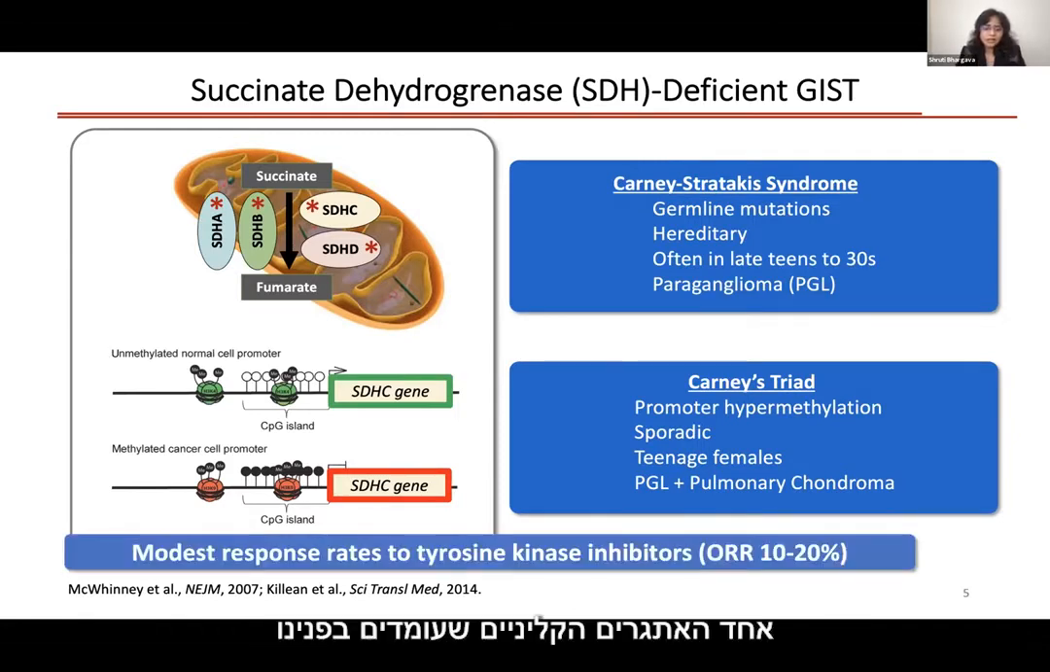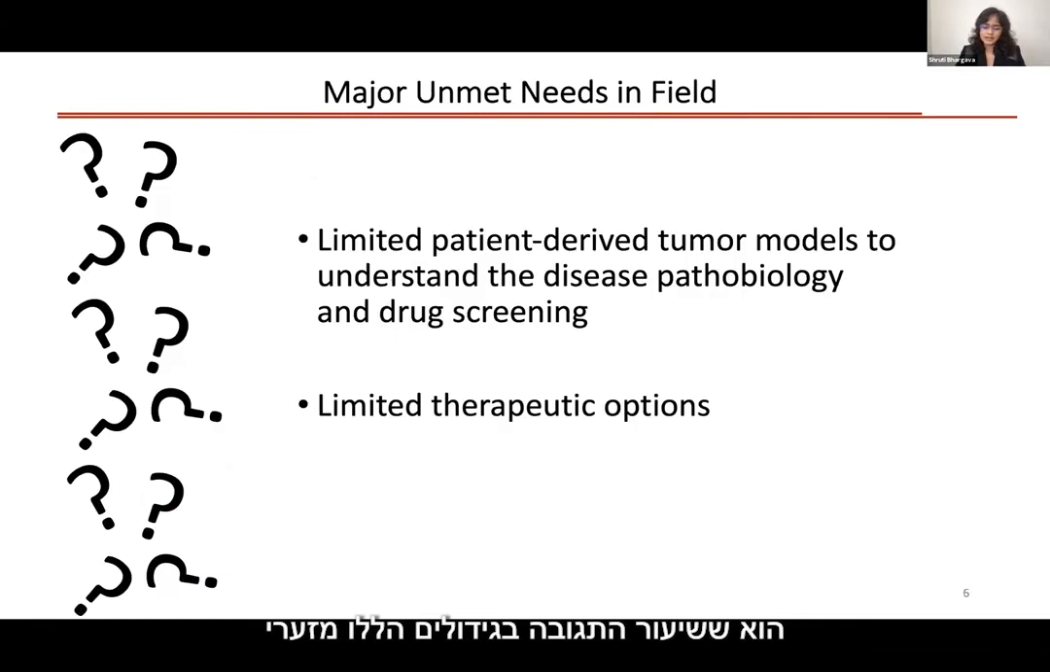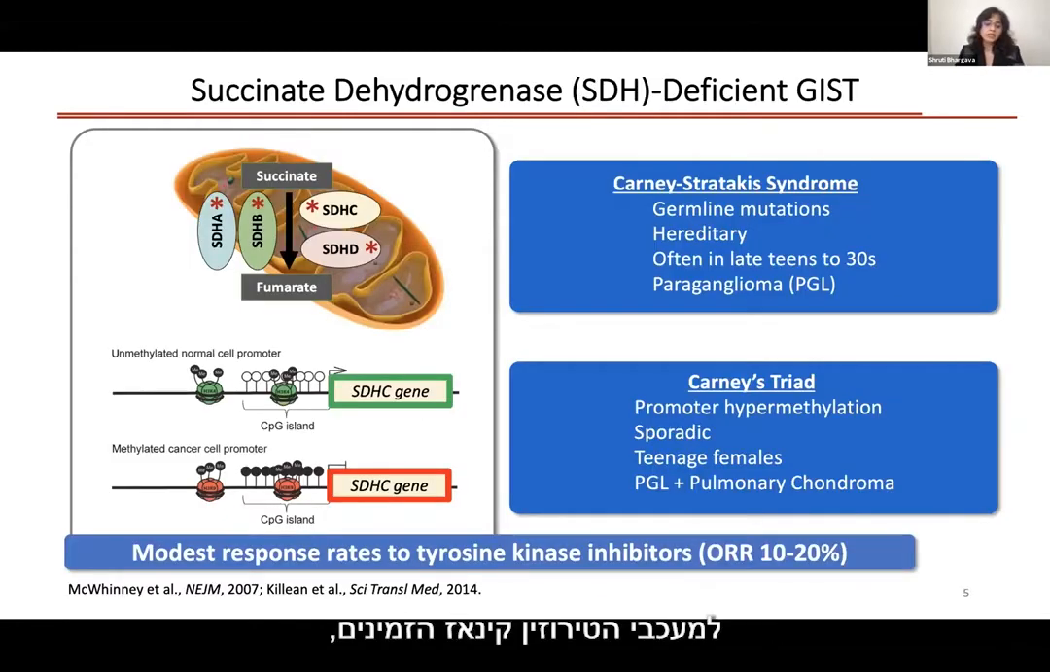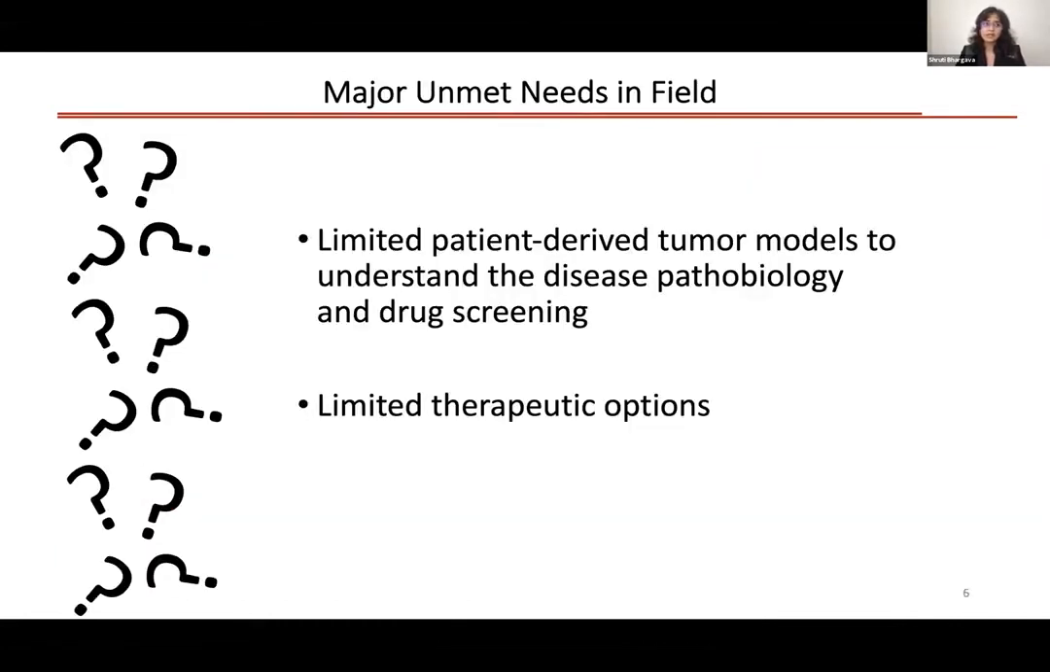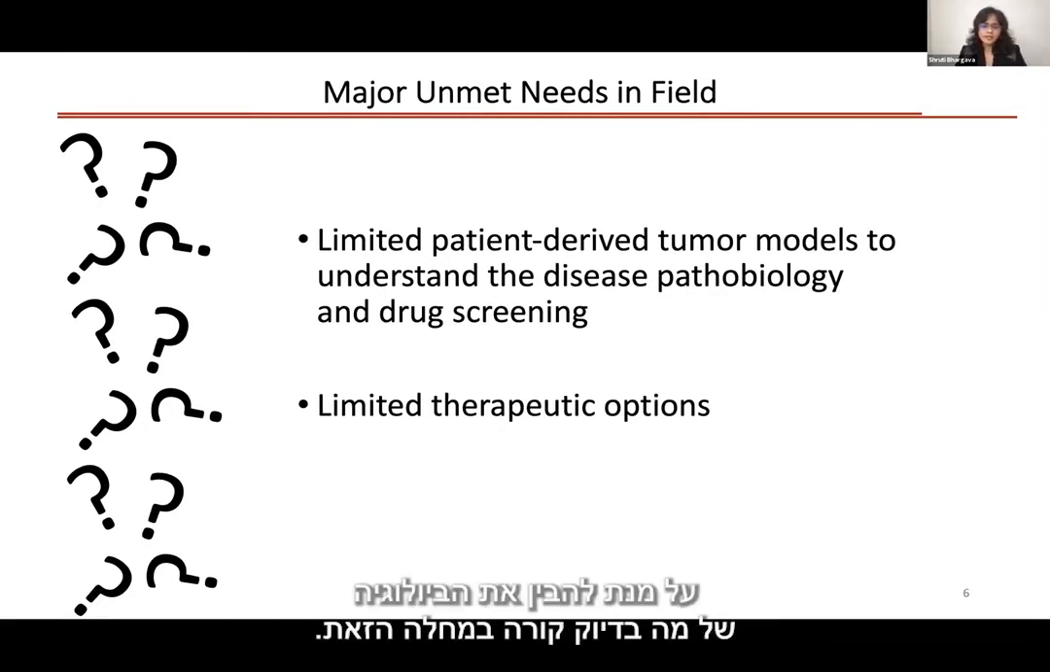Now, one of the challenges that we are facing clinically in SDH deficient GIST is that they have a very modest response rate to the available tyrosine kinase inhibitors, which are the first line of drugs in KIT mutant GIST. So the present challenges in the field are that, until recently, we didn't have good patient-derived tumor models to understand the biology, what exactly is happening in our disease, and also to screen drugs to make therapeutic options available for patient care.